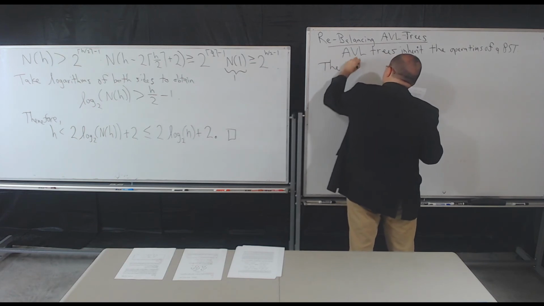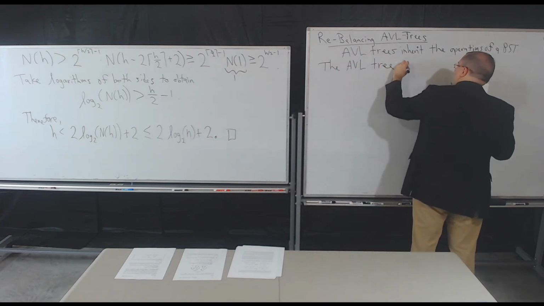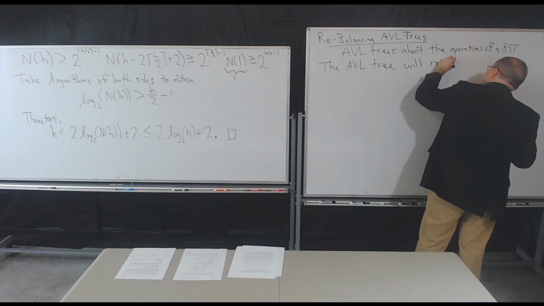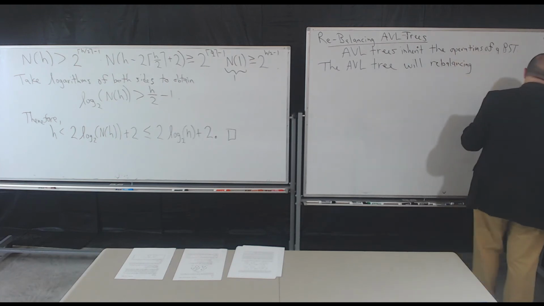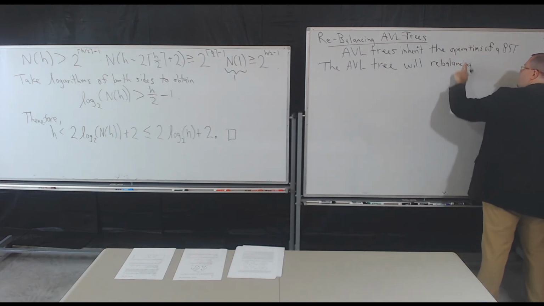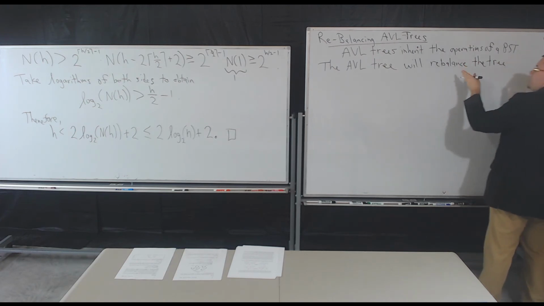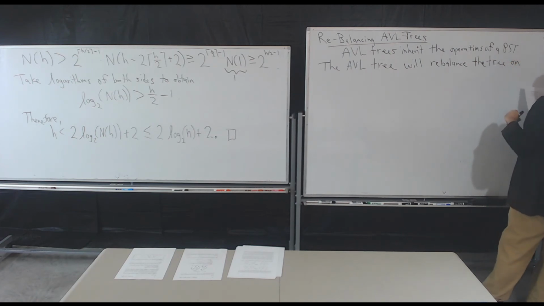The AVL tree will rebalance on what kind of operations? What are the only operations that mutate the tree or change the tree? The AVL tree will rebalance the tree on what kind of operations?